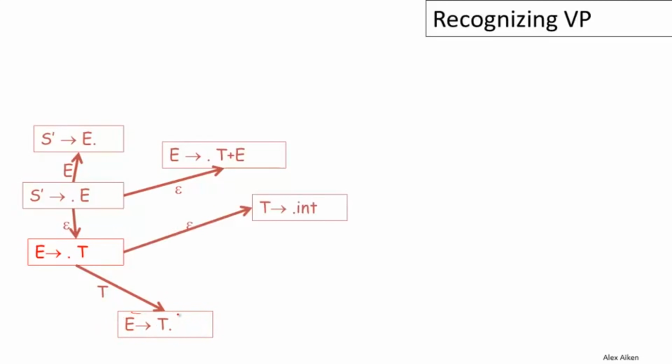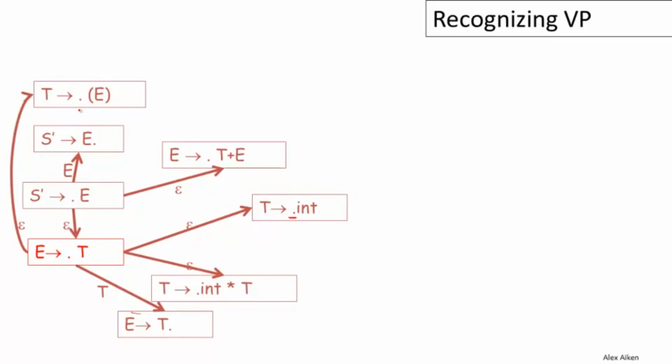Now, if we don't see a T on the stack, then we need to see something derived from T, and there are a few possibilities there. One possibility is that it's going to be the production T goes to int. So since we're just starting on this production again, we just put the dot all the way at the left. Another possibility is that we're working on T goes to open paren E close paren. And a third possibility is that we're working on T goes to int times T. And in each case here, notice that the dot is all the way at the left, indicating that we're just getting started. We haven't actually seen any of the right-hand side yet.